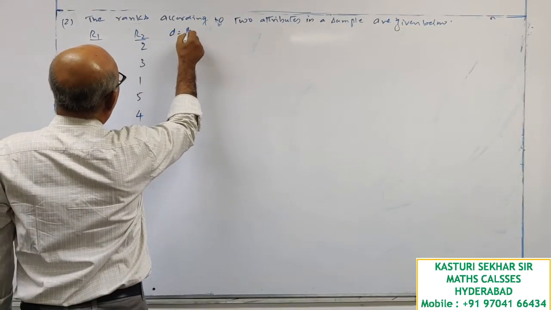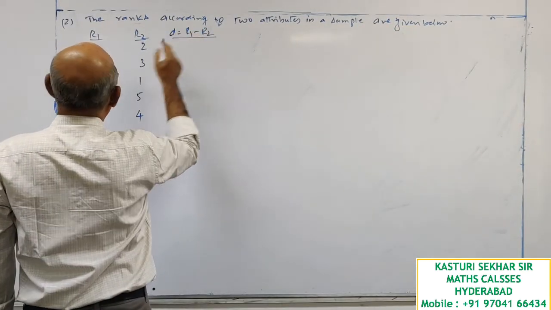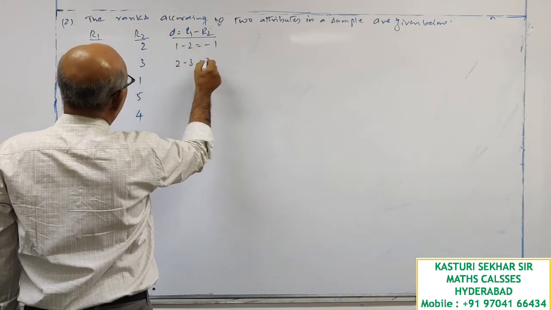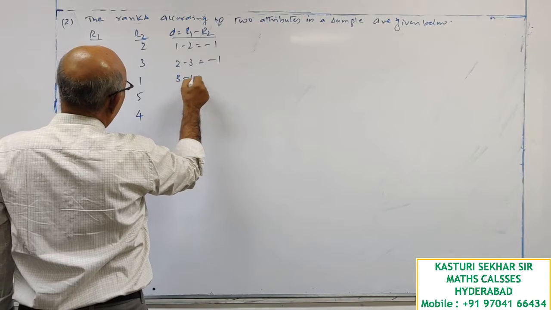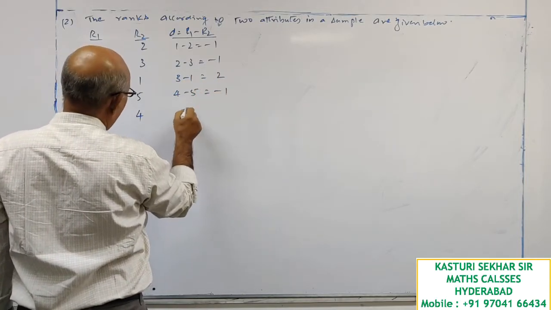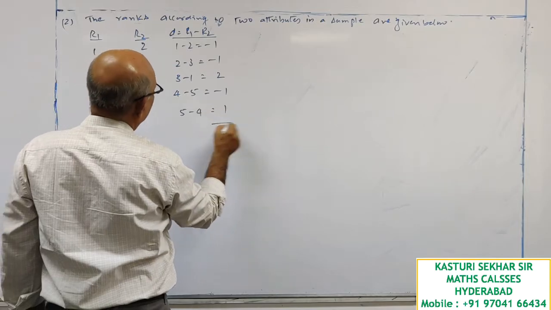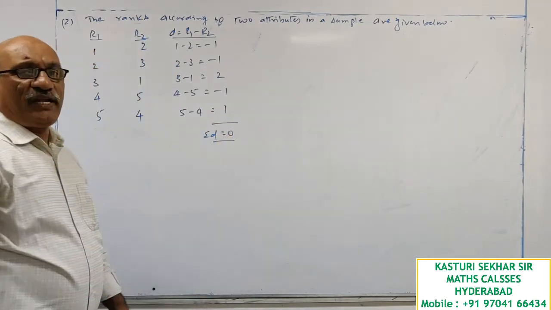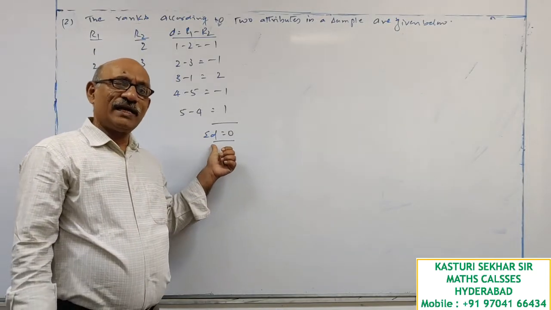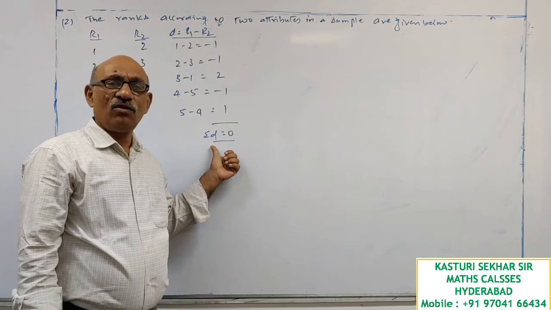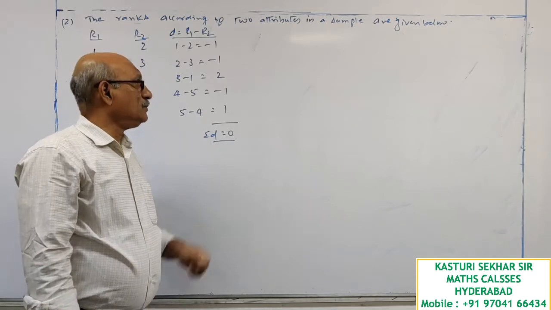Calculate D for this, R1 minus R2. 1 minus 2 is -1. 2 minus 3 is equal to -1. 3 minus 1 is 2. 4 minus 5 is -1. 5 minus 4 is 1. Summation of D is equal to 0. It is a test whether the calculations are correct or not. In rank correlation, D total is always equal to 0.